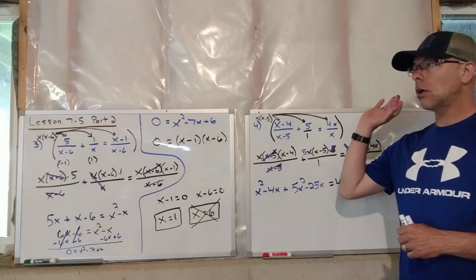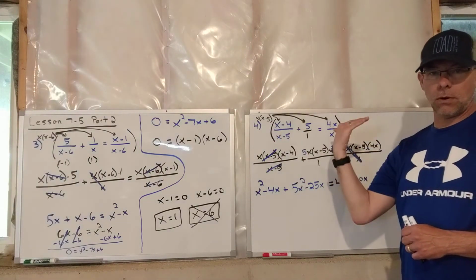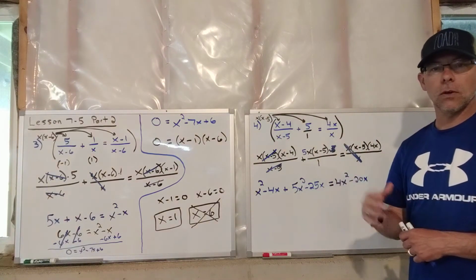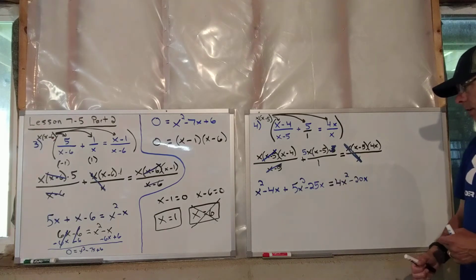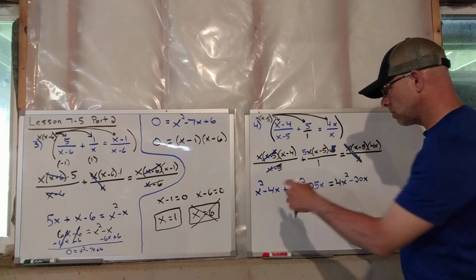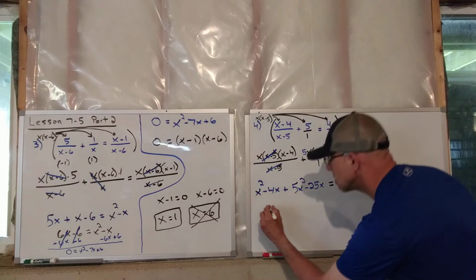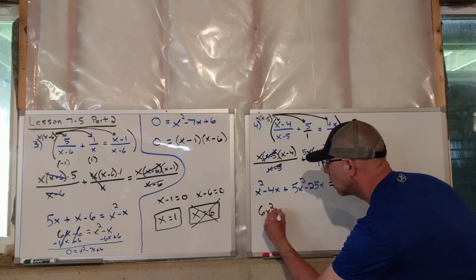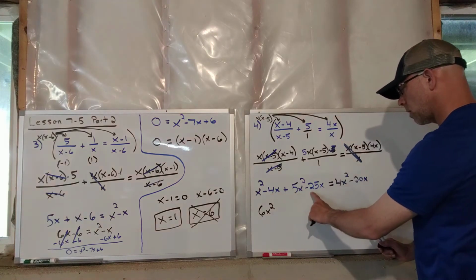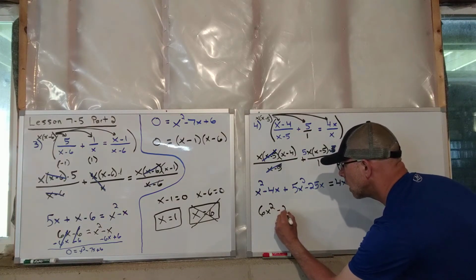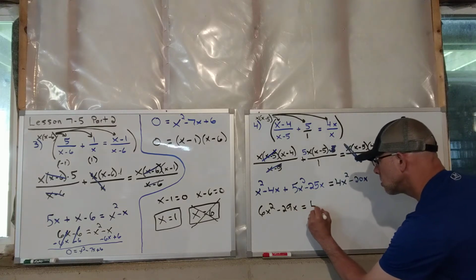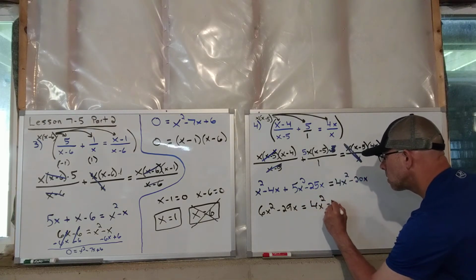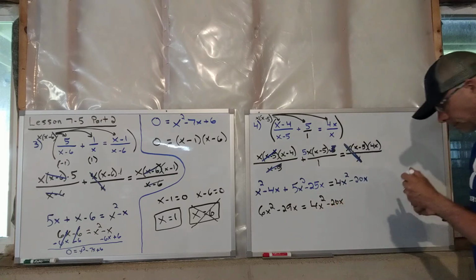But I'm going to get all the things on one side equal to 0 because x squared and x, when they mix together, it's either quadratic formula or factoring. I do have like terms over here to kind of clean up first. The x squares are 1 and 5, so that's 6x squared. The minus 4x minus 25x is minus 29x. Equals, and then over here this is just still 4x squared minus 20x.